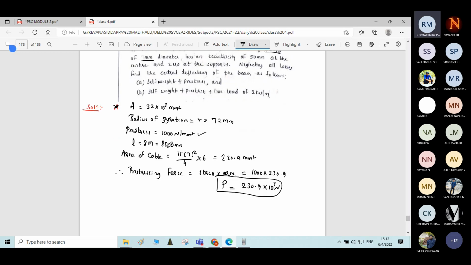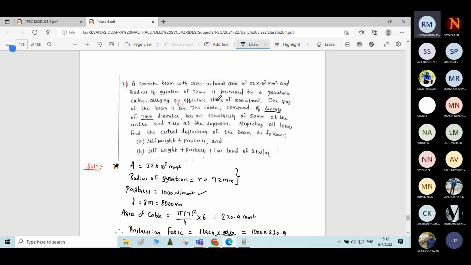Now, the area of the section is given and the radius of gyration is given. Using these two data, you can find the moment of inertia. The width and depth of the beam are not mentioned in the problem. Indirectly, the moment of inertia is given: the total area of cross section of the rectangular section is given, and the radius of gyration is given.